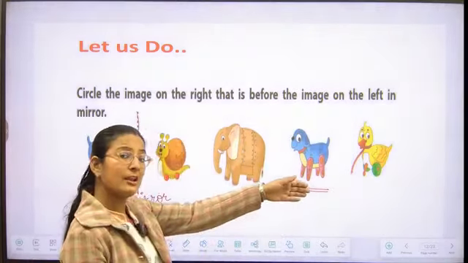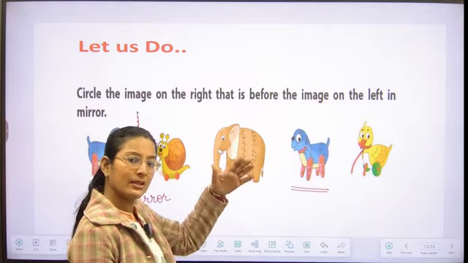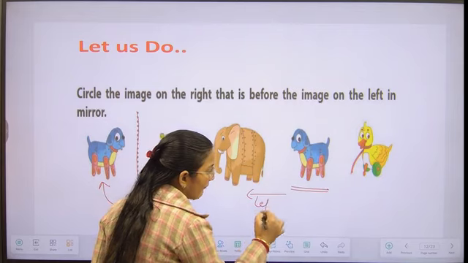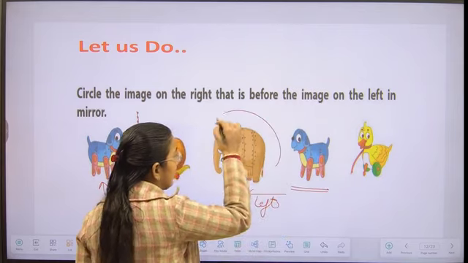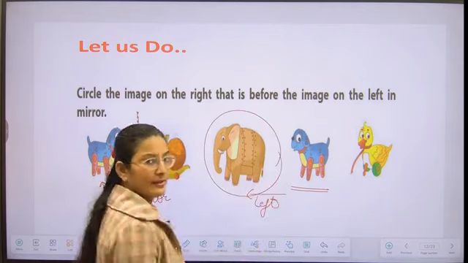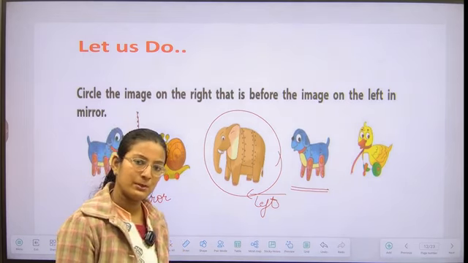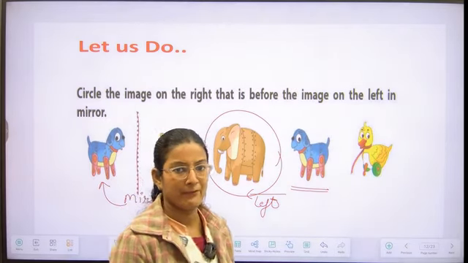जहां पर मेरा इसका लेफ्ट हैंड जाएगा. मैम का लेफ्ट हैंड ये है, तो लेफ्ट हैंड कहां जा रहा है? इधर जा रहा है. So we have to circle this elephant. Everyone is able to understand? सबने अपनी बुक्स में किया? Very good.